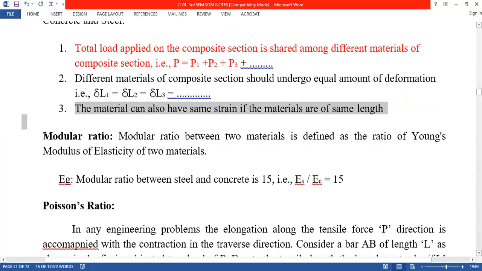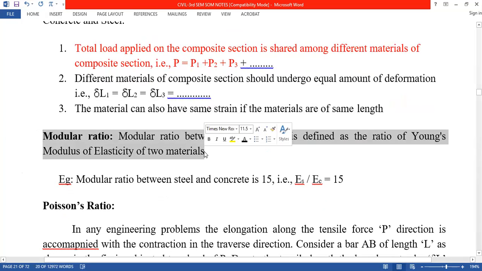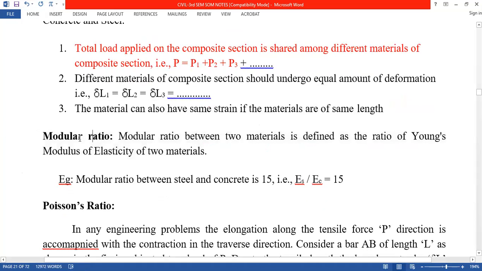Modular ratio, as the name indicates, is a constant, a ratio between the Young's moduli of two materials. Suppose we are considering two Young's moduli, one for wood and another for steel. When we compare the Young's modulus of wood and steel, the modular ratio comes in. For example, here I am considering the modular ratio for steel and concrete as 15. The modular ratio can be defined as the ratio of the modulus of elasticity of steel to the modulus of elasticity of concrete.